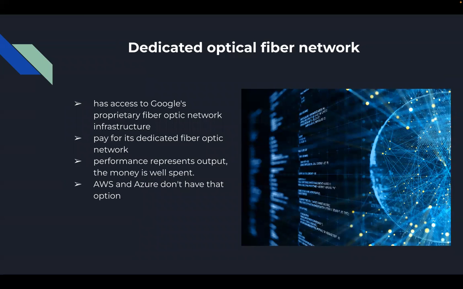But for cloud platform customers looking for high performance networks, they will choose to spend more money using GCP rather than Azure or AWS because performance represents output. The money is well spent. AWS and Azure don't have that option.